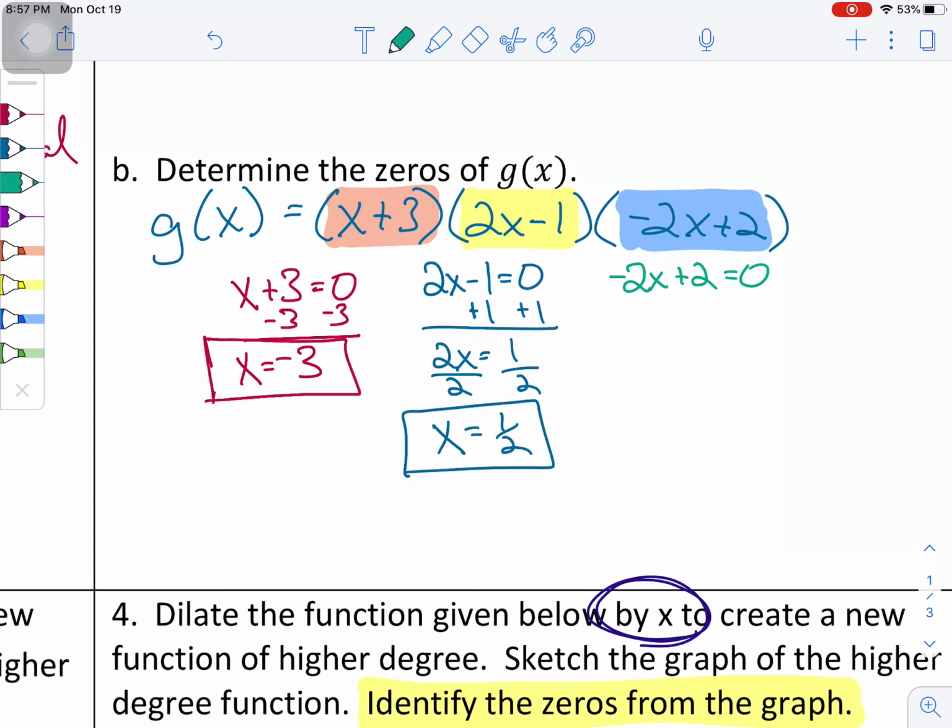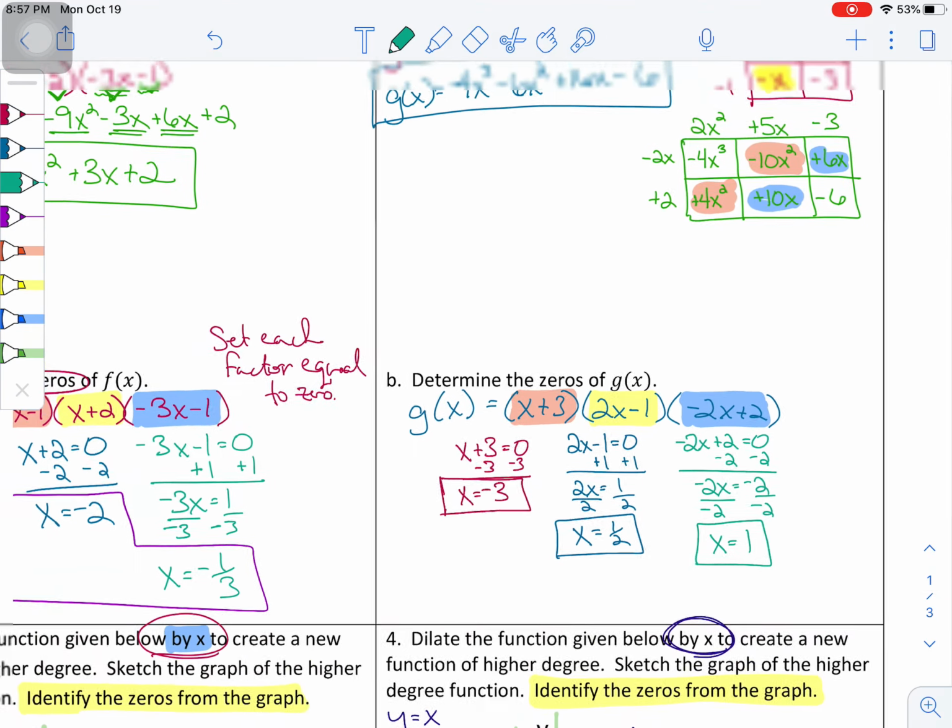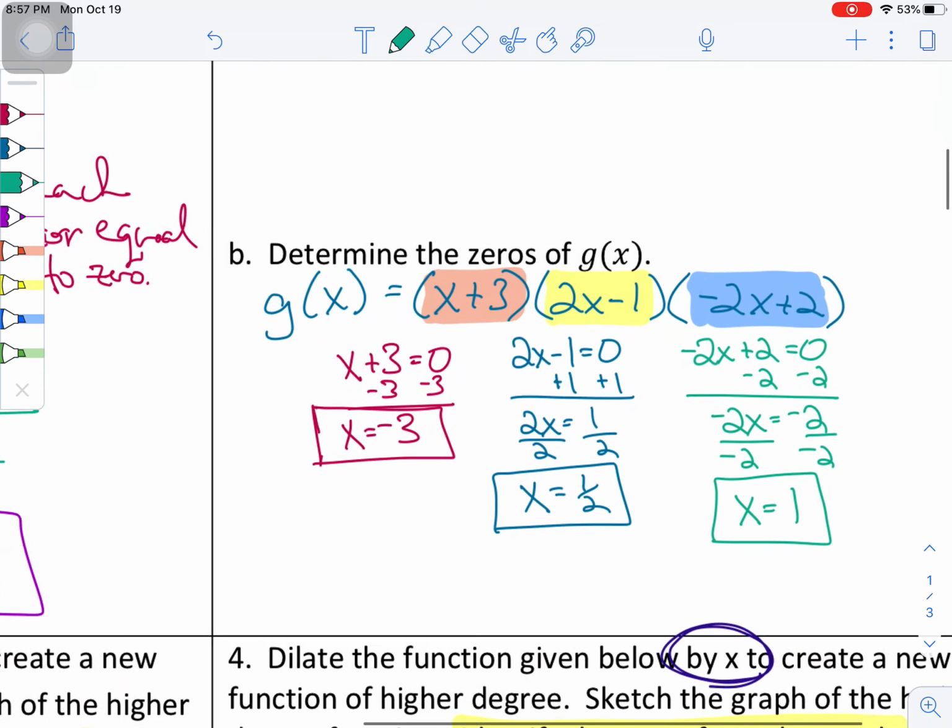Please leave your answers in fractions, no decimals, unless the directions explicitly say decimal, which they're probably not going to. I'm going to subtract 2 from both sides here. So negative 2x is equal to negative 2. Divide both sides by negative 2, and I'm going to get x is equal to 1. Okay. Let me double check those two factors. Yep, we're good.